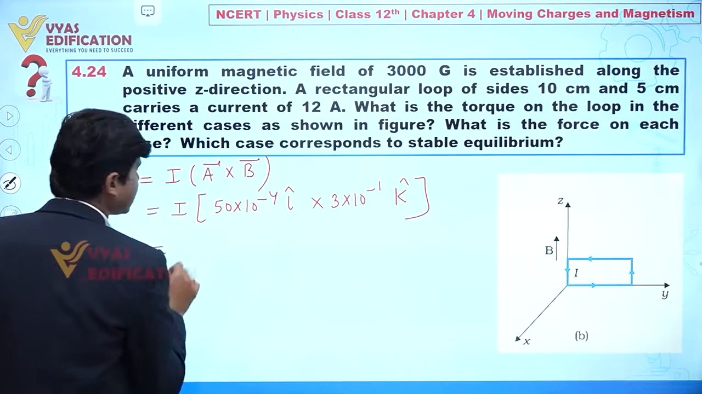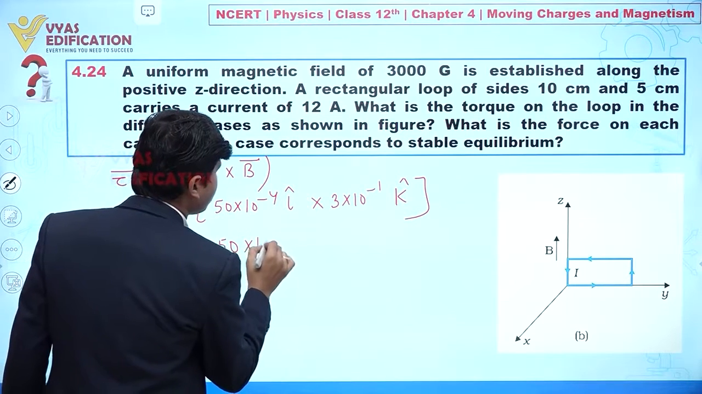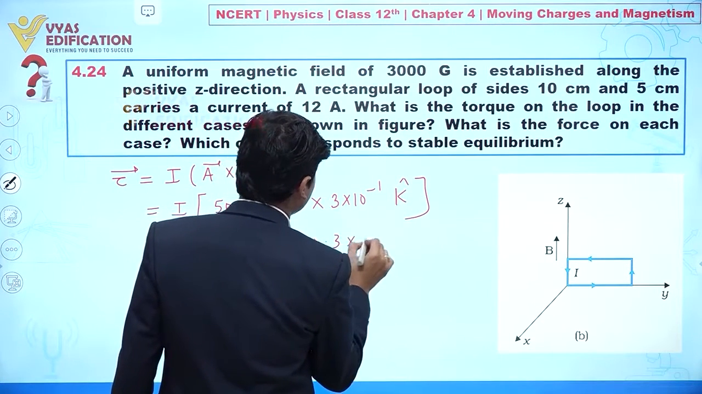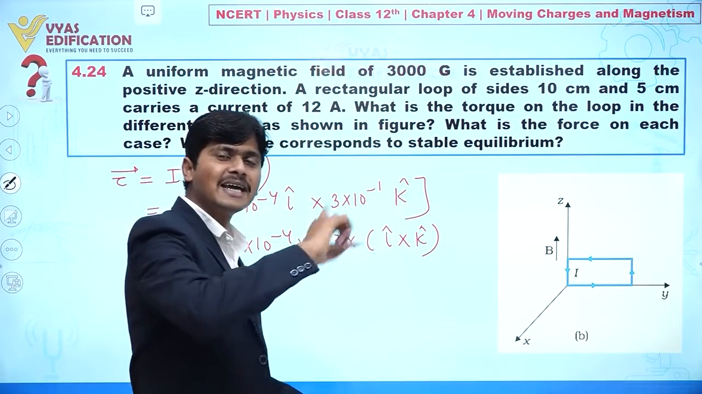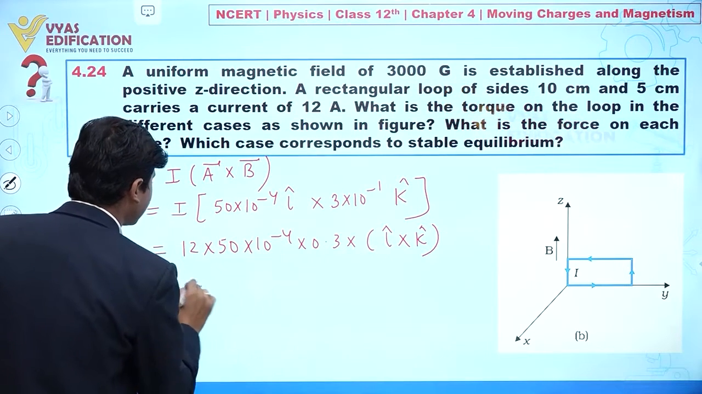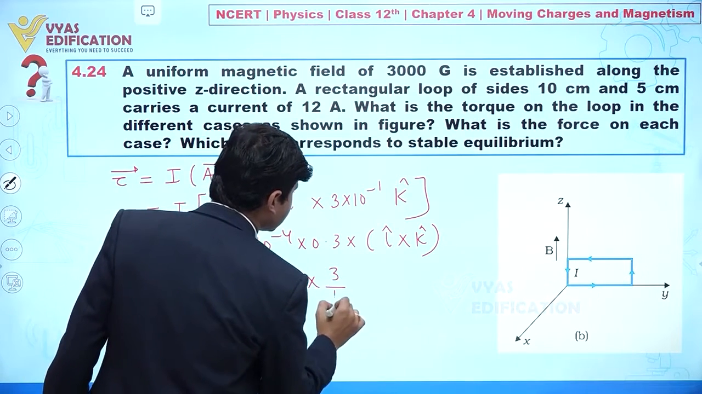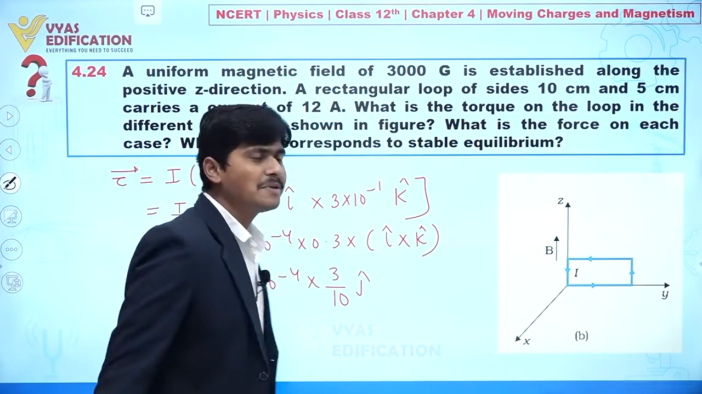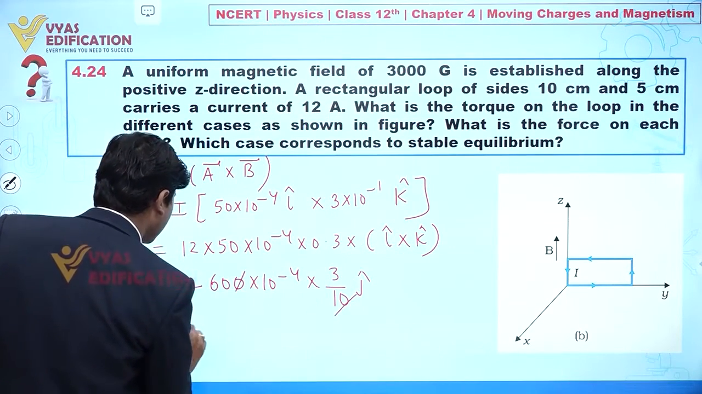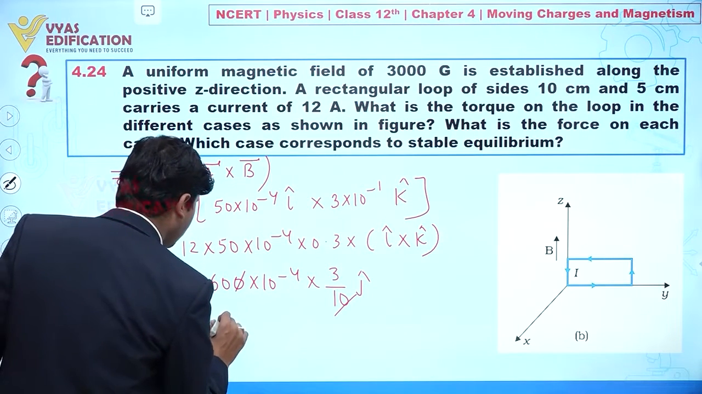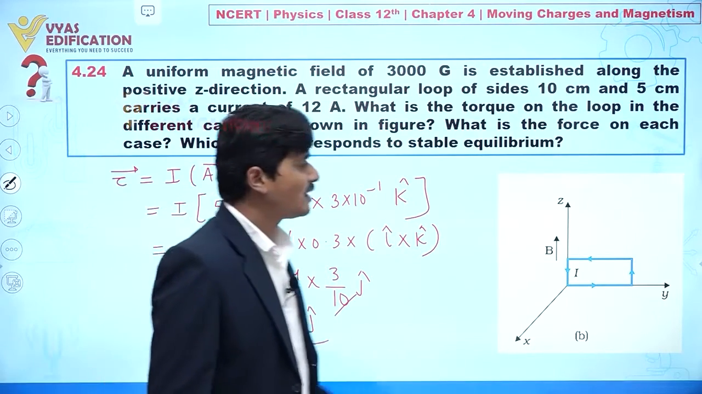So the value of I is also known, that is 12. So 12 into 50 into 10 to the power minus 4 into 0.3, multiply i cross k. Now i cross k equal to what? Minus j. So we can say minus 600 into 10 to the power minus 4 into 3 by 10, and this is j. It means we are getting the same value as the previous one. So this is equal to minus 180, or we can say 1.8 into 10 to the power minus 2 j. So this is the value of torque.